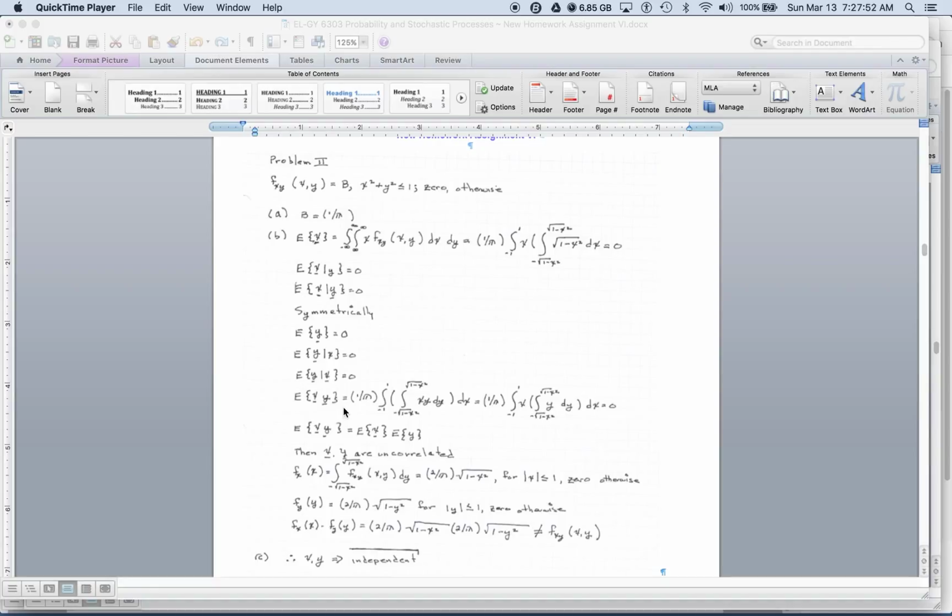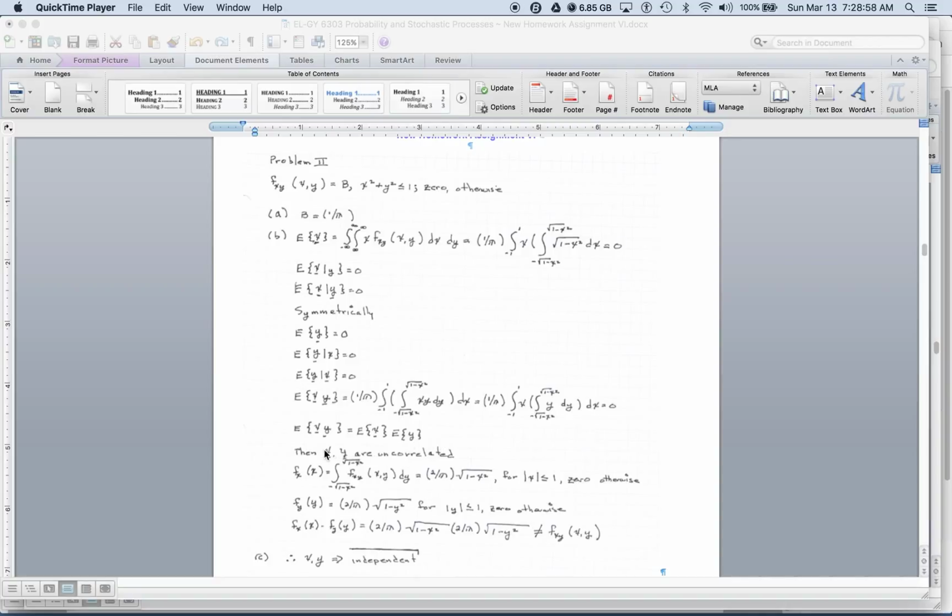Further evaluation, when we lay it out, we see that the expected value of x times y is equal to 1 over pi times the integral from minus 1 to 1 of the integral from minus the square root of 1 minus x squared to the square root of 1 minus x squared of xy dy dx, equal to 1 over pi times the integral from minus 1 to 1 as previously stipulated, but more importantly coming out to 0.